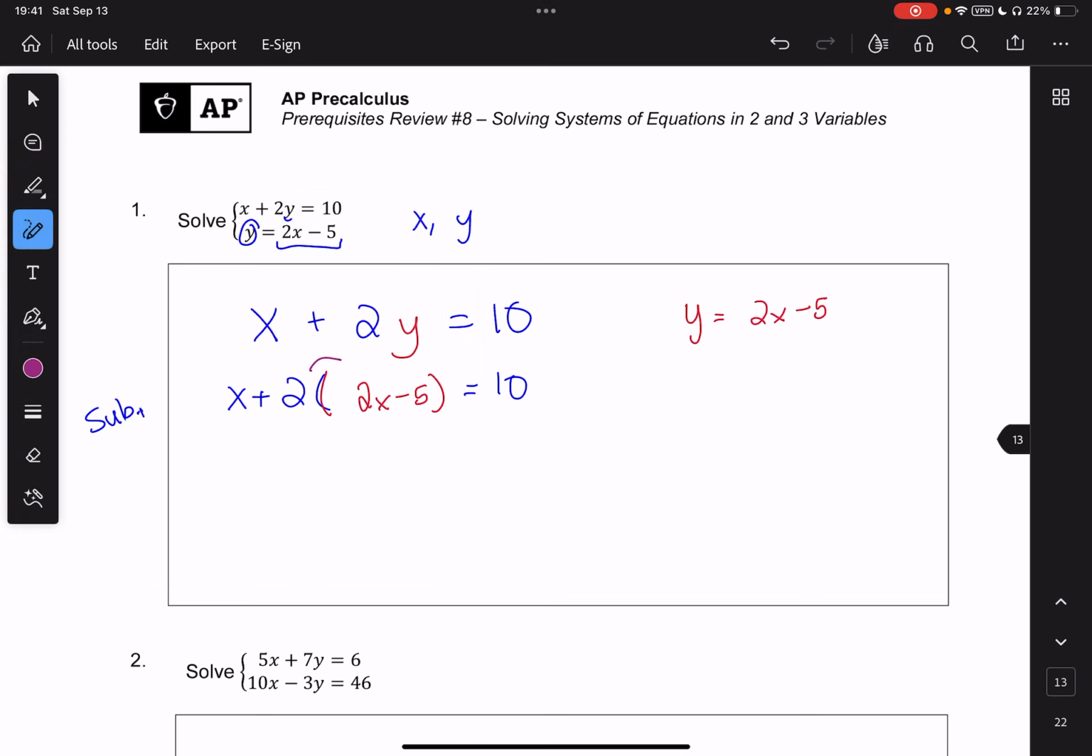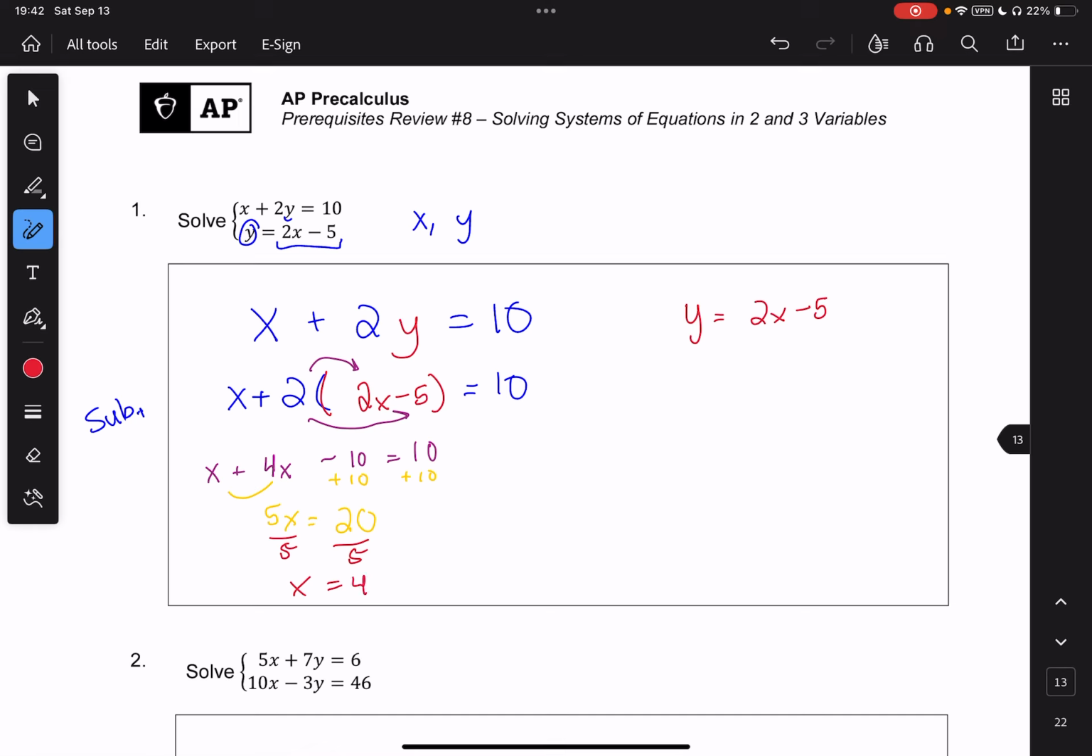So we're going to start by distributing our 2 to our 2x, and then our 2 to our negative 5. So then we have x plus 2 times 2x, which is 4x, and then 2 times negative 5, which is negative 10, is equal to 10. And then we just want to combine our x's. So then we get x plus 4x is 5x. And then we want to get our 10s to one side. So when we add 10, we get 5x is equal to 20. Then lastly, we divide by 5 to get x alone. And then we get x is equal to 4.